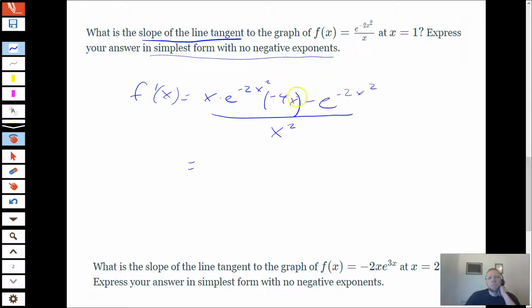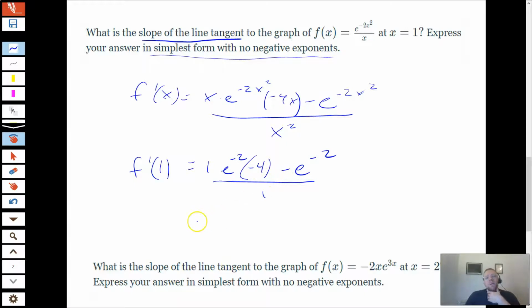I could do this a couple of different ways actually. I could simplify all of this by trying to combine some like terms, but because I know I'm going to plug in 1, I think plugging in that 1 first might make my life a little bit easier. So e to the negative 2 that becomes, because 2 times 1 squared is 2, right? Times negative 4 times 1 is negative 4, minus e to the negative 2 again, all over 1. Okay? And then I'm going to combine my e's.